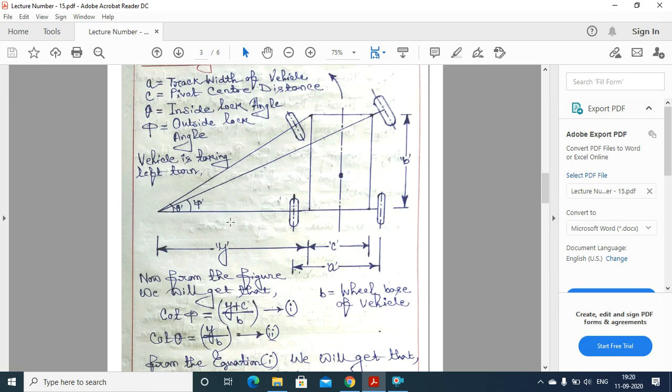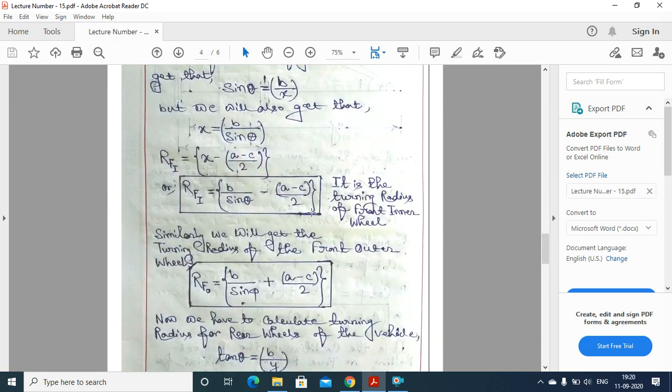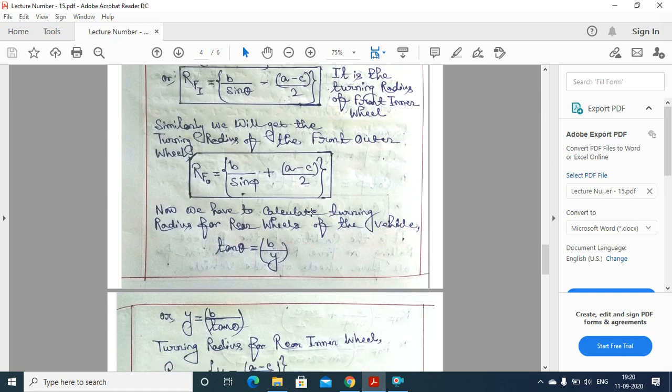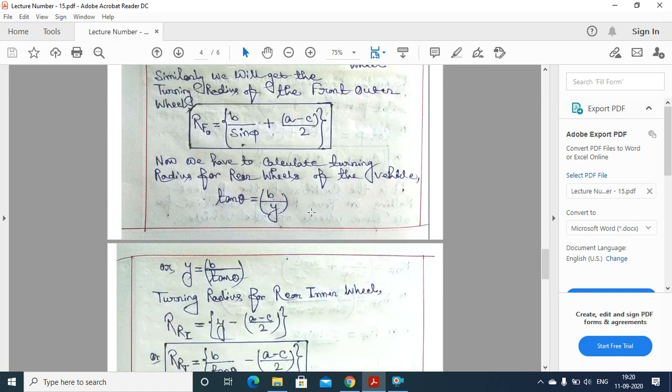Here you can see that it is small b and it is y. So tan theta is equals to b by y. Now y is equals to b by tan theta. So similarly, the turning radius for the rear inner wheel.